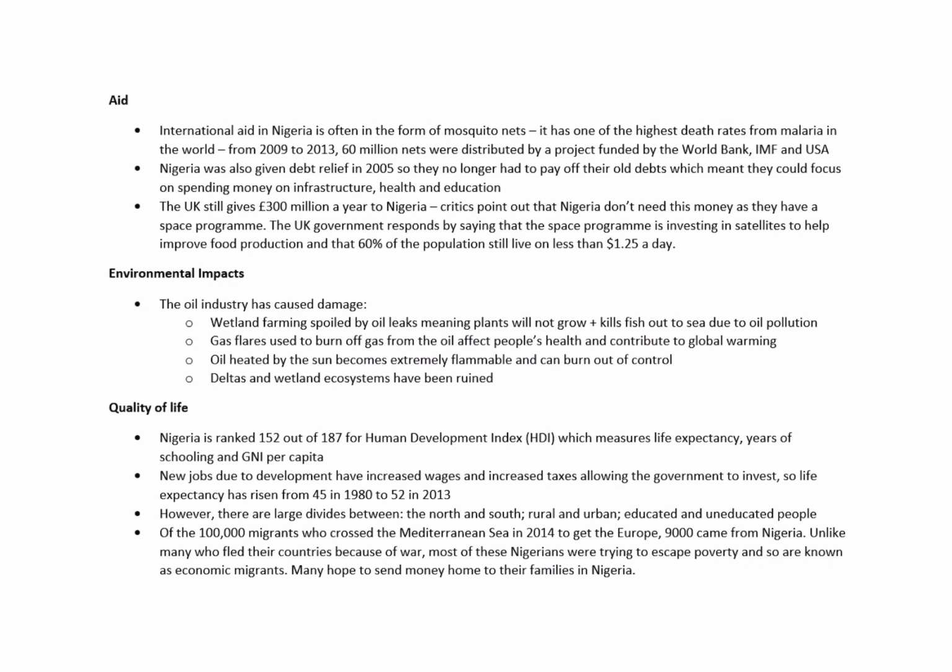Interestingly, to talk about aid then, there's a lot of international aid that's happening in the form of mosquito nets. Sadly, Nigeria's got one of the highest death rates from malaria, and so attracting a lot of this investment is pretty good in trying to help them overcome this and manage it. The UK gives £300 million a year to Nigeria. Notice here I've said, well, critics point out that Nigeria don't need this money if they've got a programme. But the UK sort of responds and says, well, actually, you've still got people here that are living on less than $1.25 a day, so they do need the cash.